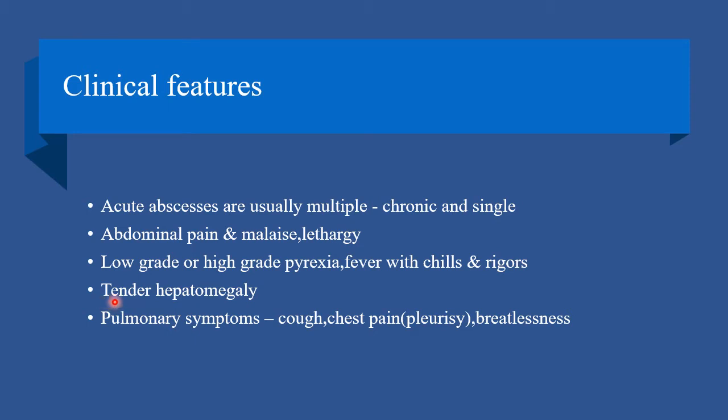The liver is enlarged and tender, and this enlargement is more towards the upper end of the liver, pushing the diaphragm on the right side upwards, which results in pulmonary symptoms at times: cough, chest pain due to pleurisy, and breathlessness.